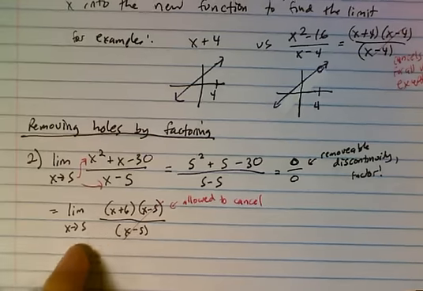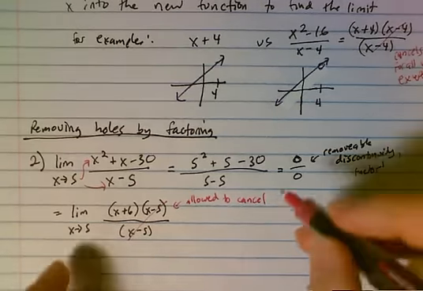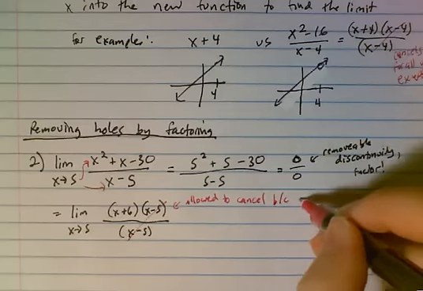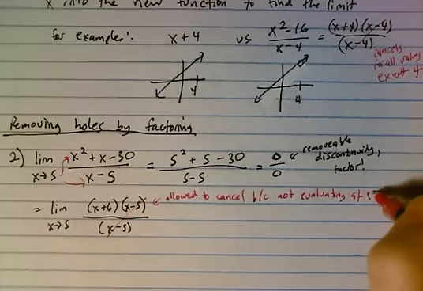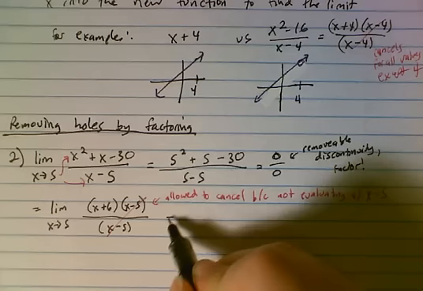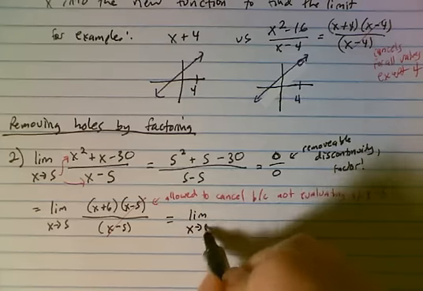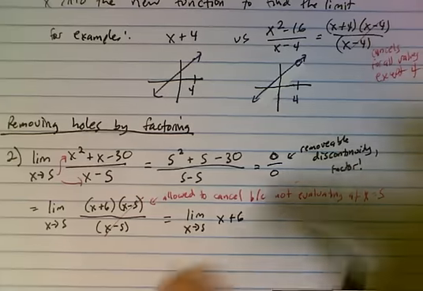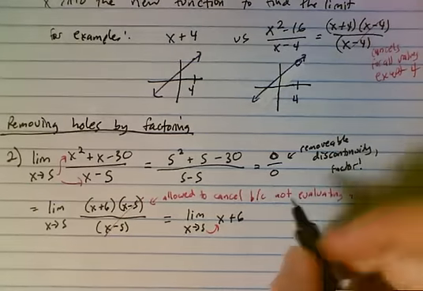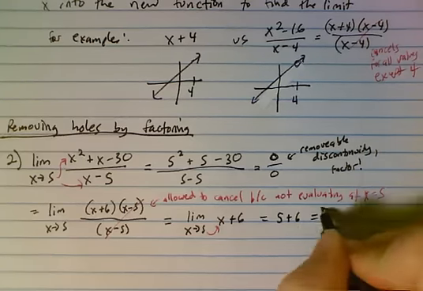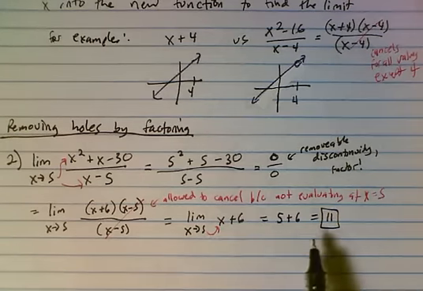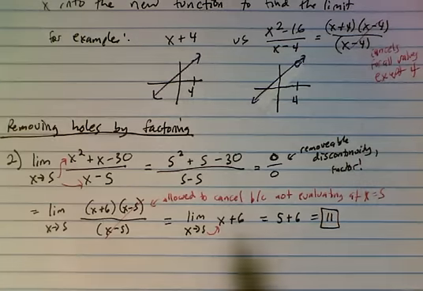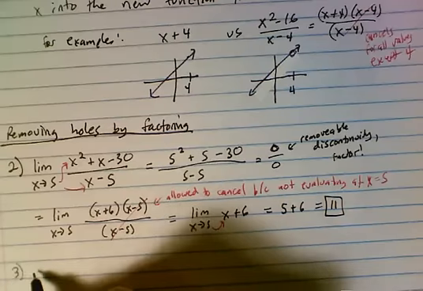because we're not evaluating it at 5. We're saying as we get really close to 5, but not exactly at it. So this behaves like the limit as x approaches 5 of x plus 6. Now, we can just plug that in. And there's our limit. If we didn't have that hole, that removable discontinuity, the function would be equal to 11 when x was 5. So that's the gist of it. Let's do a few more examples like that.